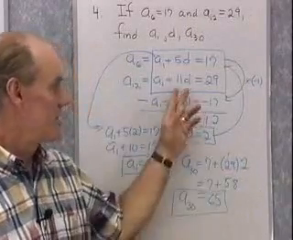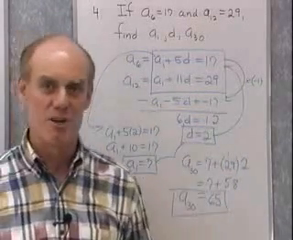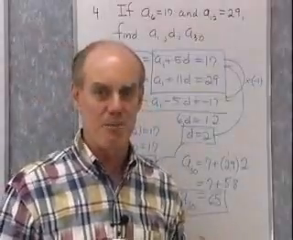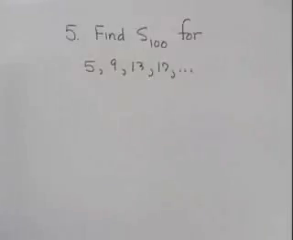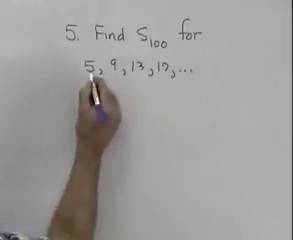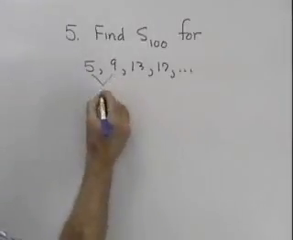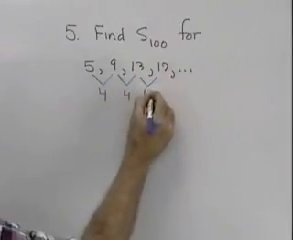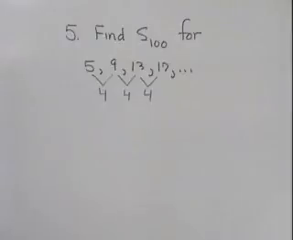So kind of a neat problem because we get to review systems of linear equations in two variables. Let's go to the next problem, which involves finding the sum of an arithmetic sequence. So I want to find S sub 100 for 5, 9, 13, and 17. So first of all, I have the first term is 5. I need the common difference. Let's just check to make sure that this is in fact arithmetic. Yes, if I add 4 each time, adding 4 to each term gives me the next term.